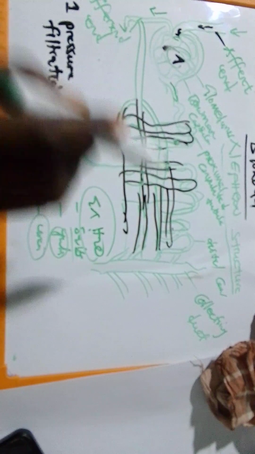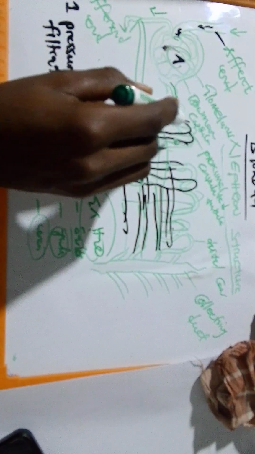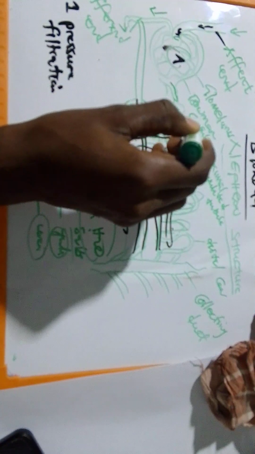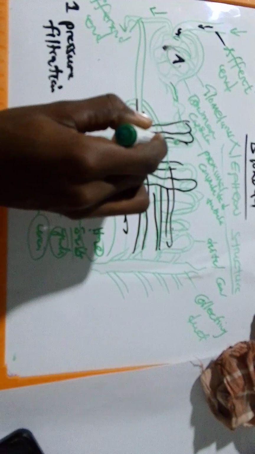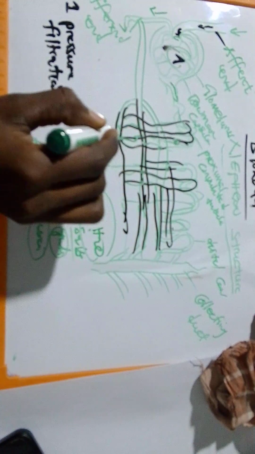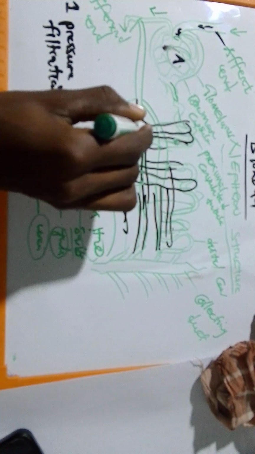So from here now, what you are saying is that when this glomerular filtrate is moving in this direction, at this point you're going to discover that water will be excreted out.